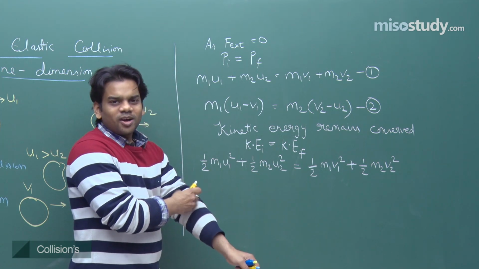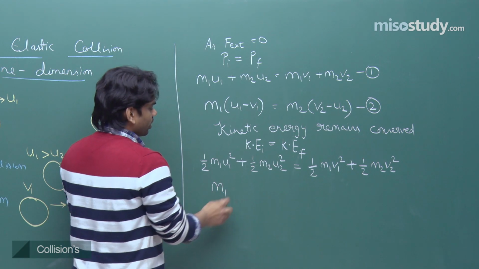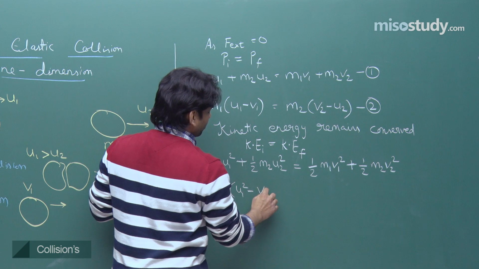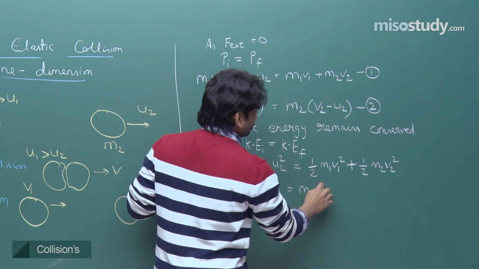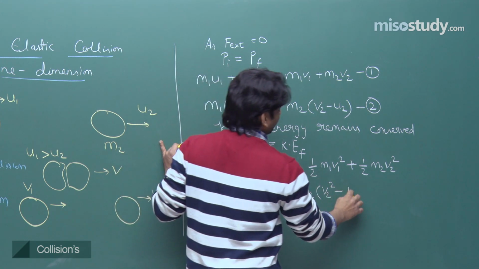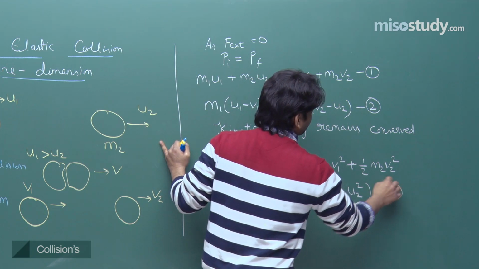Half on both sides can be cancelled out. We'll have a relation m1 u1 square minus v1 square is equal to m2 v2 whole square minus u2 whole square. Let's call this equation number 3.